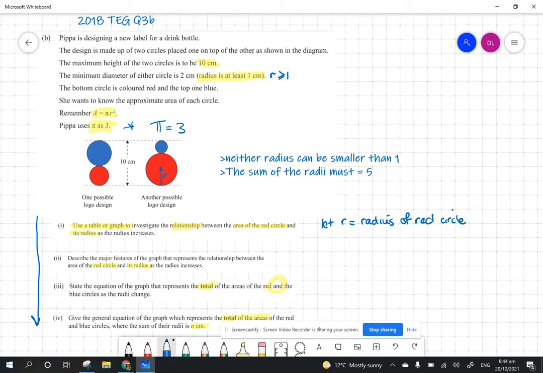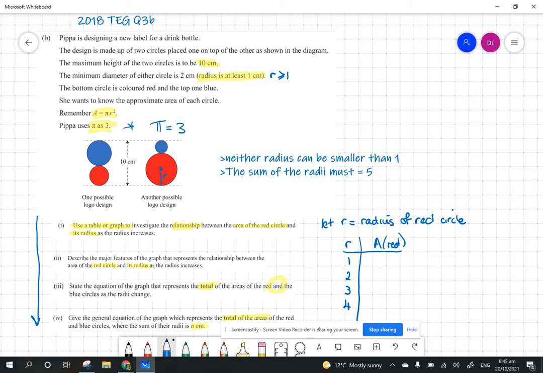Here we go. So we're going to make a table. We're going to put r as the radius of the red circle, and we're going to go area, and we're going to make it the red's area. But we know that the smallest it can be is 1. We might as well choose the values that we need. So we choose whole number values, which makes it really simple, and it can only be up to a maximum of 4, because once it reaches 4, the radius is the blue radius. Because it's got to be at least 1, then it can go as high as 4. So these are the only 4 numbers that you've got.